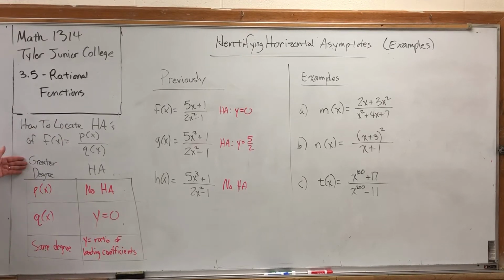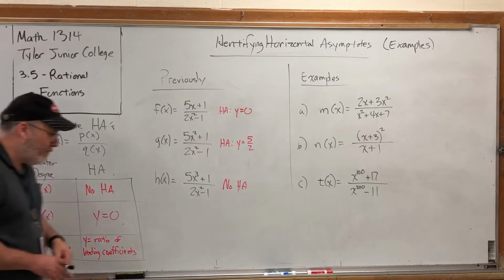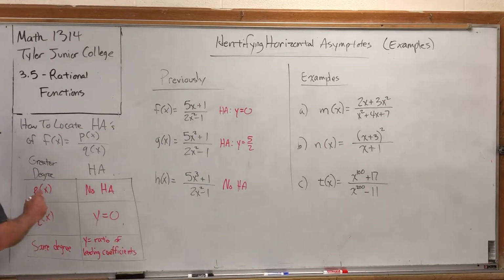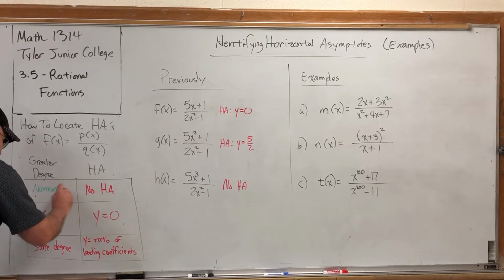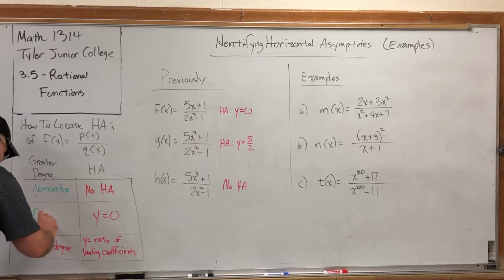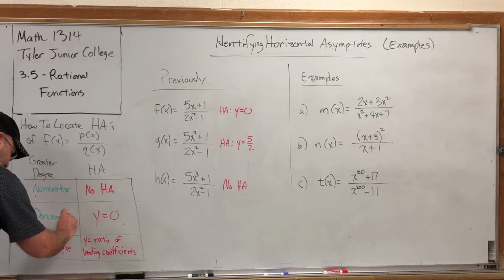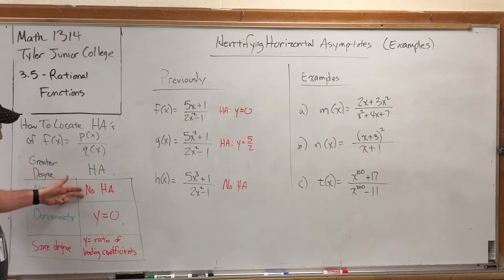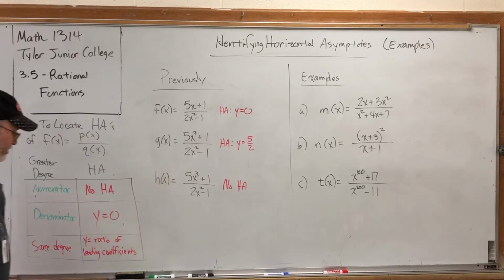However, if the greater degree is on the denominator, which we're calling q of x here, it might be better in this chart to not say p of x and q of x, but rather to say numerator and denominator, because the names p of x and q of x are pretty arbitrary, but the words numerator and denominator, you should know what those are. So let's try it again. If the greater degree is in the numerator, there is no horizontal asymptote, such as in this third example.